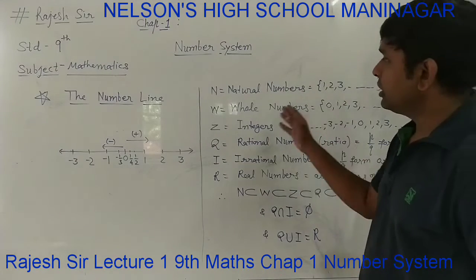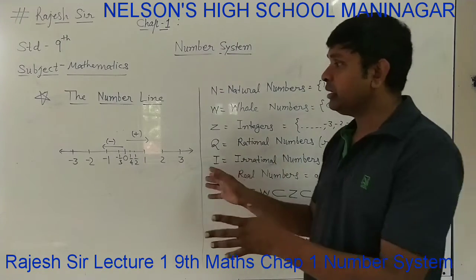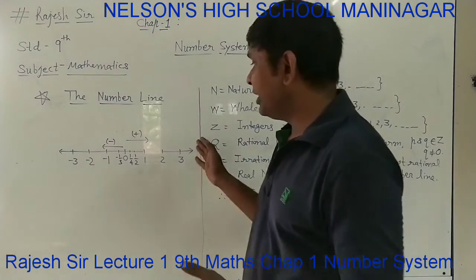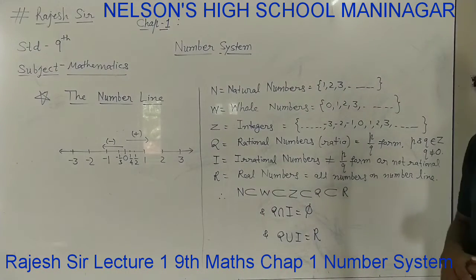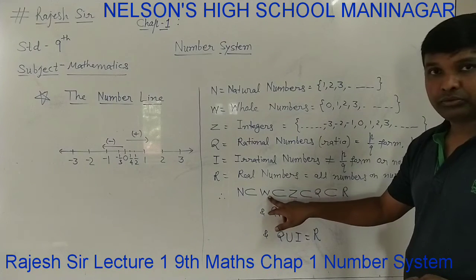Whether it is a natural number, W the whole numbers, integers, rational or irrational, everything comes on the number line. So all types of numbers on the number line are called real numbers. On the basis of this, you can say N is a subset of W.